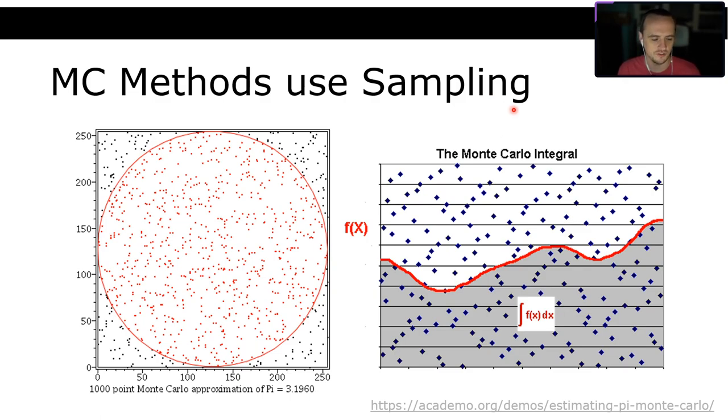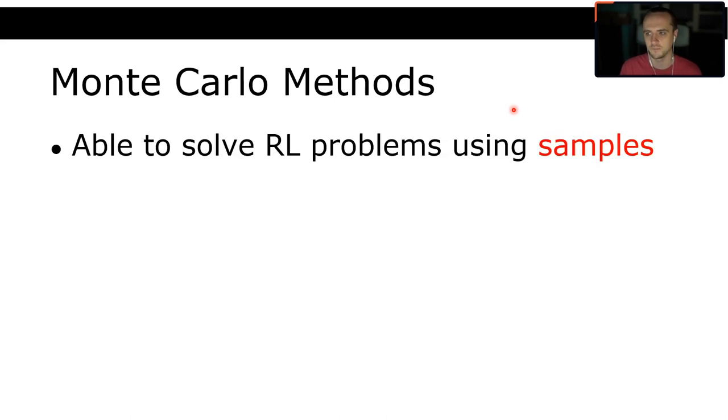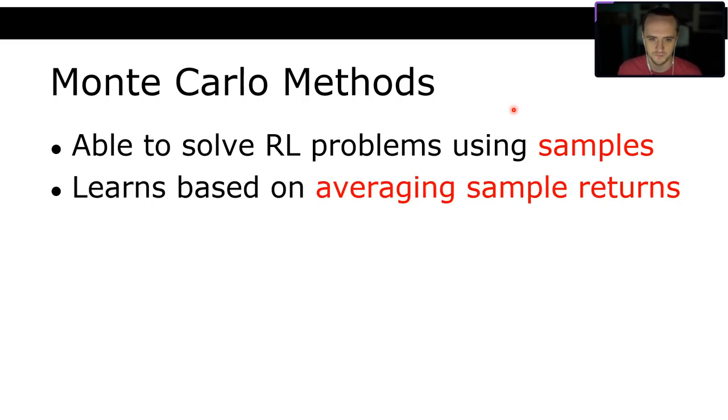So we're going to use this type of method in conjunction with reinforcement learning in order to solve problems that we couldn't have solved using dynamic programming. Monte Carlo methods are able to solve reinforcement learning problems using samples, and they learn by averaging the sample returns. Remember we talked about returns last time? We're going to try a whole bunch of different stuff and see what type of returns we get, and returns are the sum of future rewards. Then we're going to average all of those to get a feeling for what worked and what didn't work. And that's how we're going to learn.